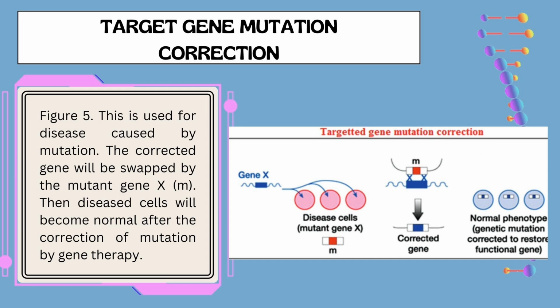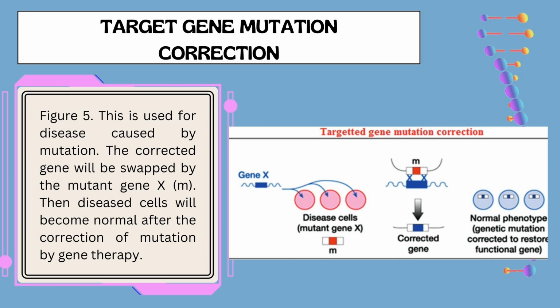The corrected gene will be swapped for the mutant gene X. Then diseased cells will become normal after the correction of mutation by gene therapy. Here is the process of target gene mutation correction. This process depicts a target gene mutation correction, a type of gene therapy.